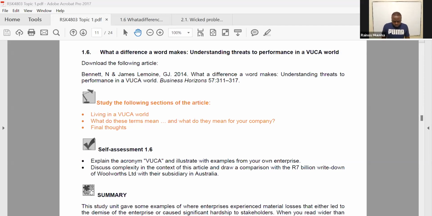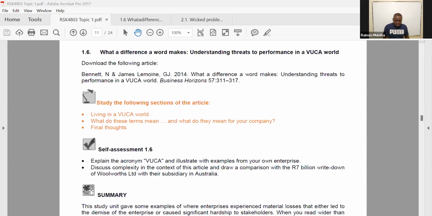So when it comes to unit 1.6, they say the article that we need to look at is "What a Difference a Word Makes: Understanding Threats to Performance in a VUCA World." And here, under self-assessment, they say that we need to be able to explain the acronym VUCA and illustrate with examples from your own enterprise. Then they also say discuss complexity in the context of this article and draw comparison with the 7 billion write-down in Woolworths Limited with the subsidiary in Australia.